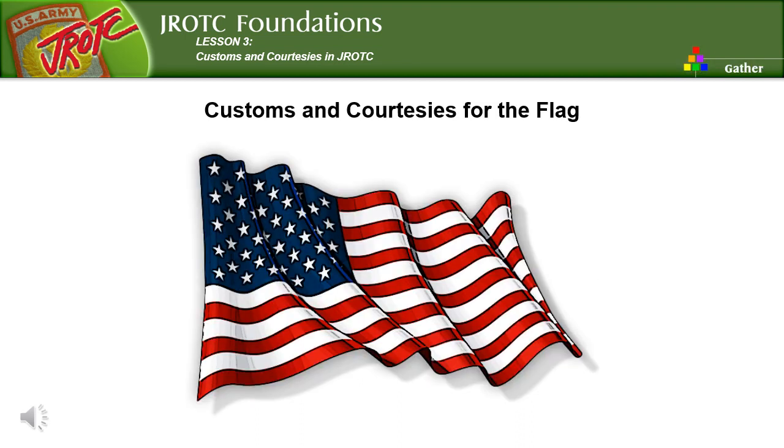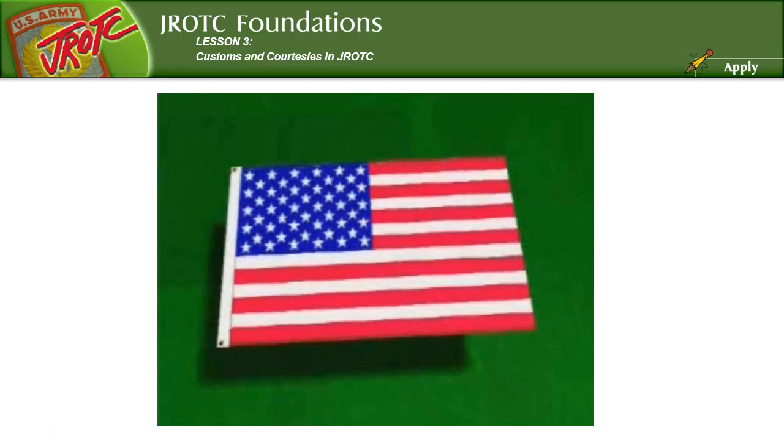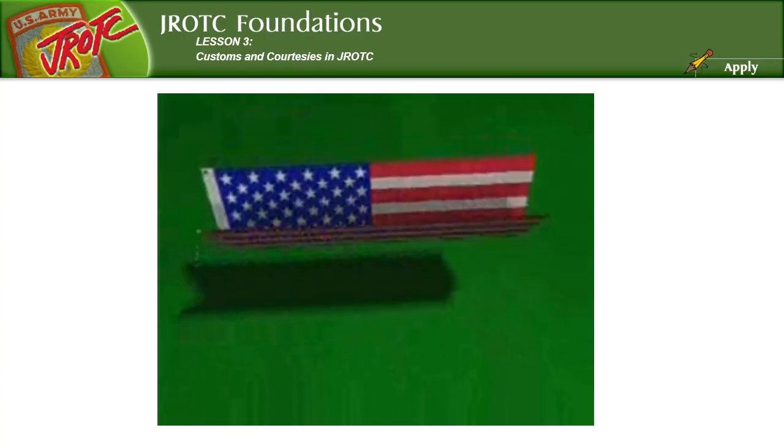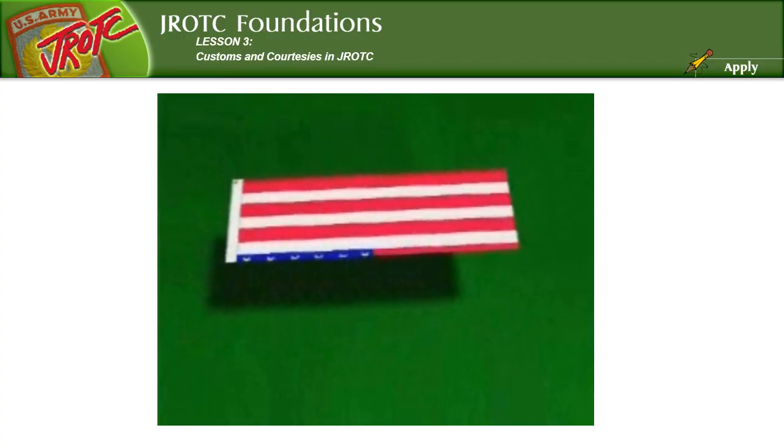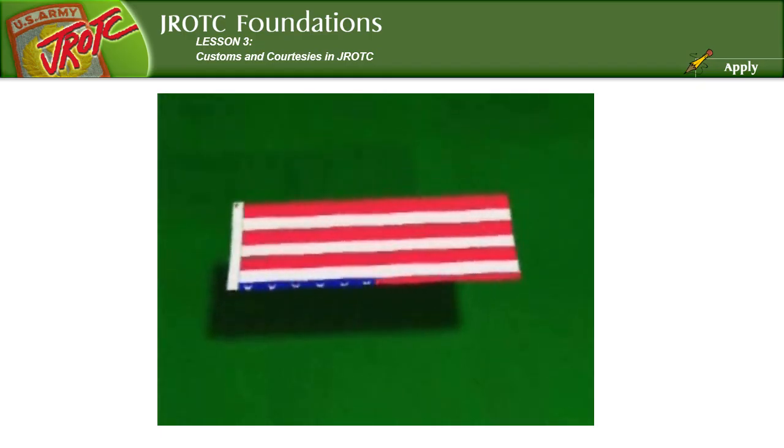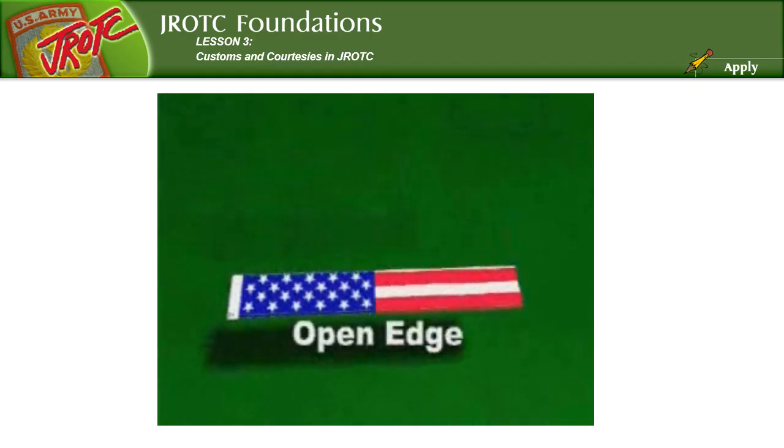We will now discuss customs and courtesies for the flag. It is important that the flag be folded in the correct manner. The following is the correct procedure for folding the U.S. flag. Begin by holding the flag waist high with another person so that its surface is parallel to the ground. Bring the lower striped section of the flag up over the blue field. Fold the flag again lengthwise with the blue field on the outside.